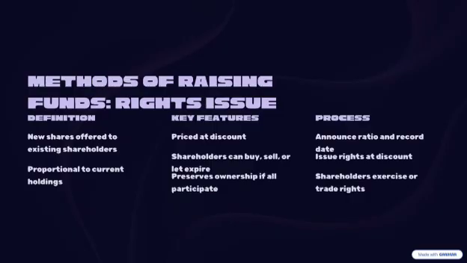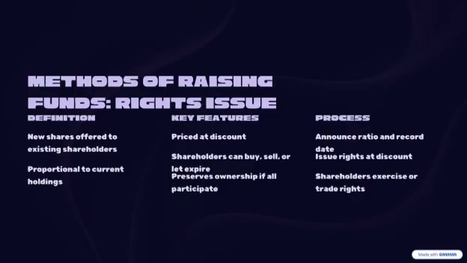Now, these are only offered to existing shareholders, usually priced at a discount to the market price. Now, shareholders have the option to buy or sell their rights. Now, this also preserves proportional ownership if all shareholders participate. Now, the process includes: the company announces the rights ratio, that is 1 share for every so many shares held.